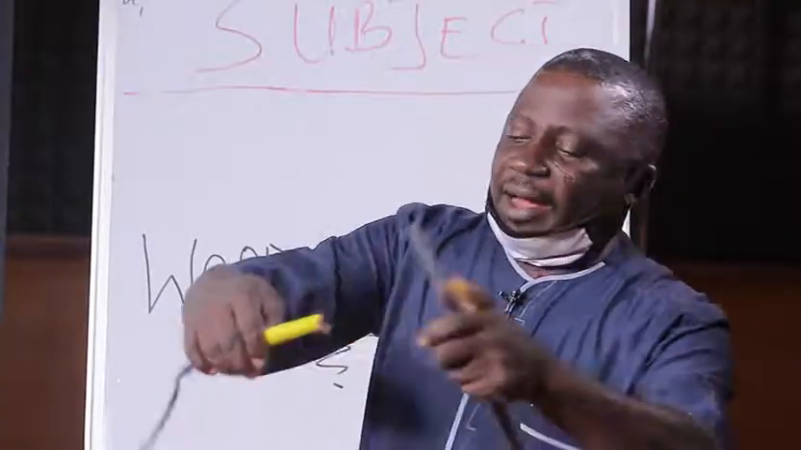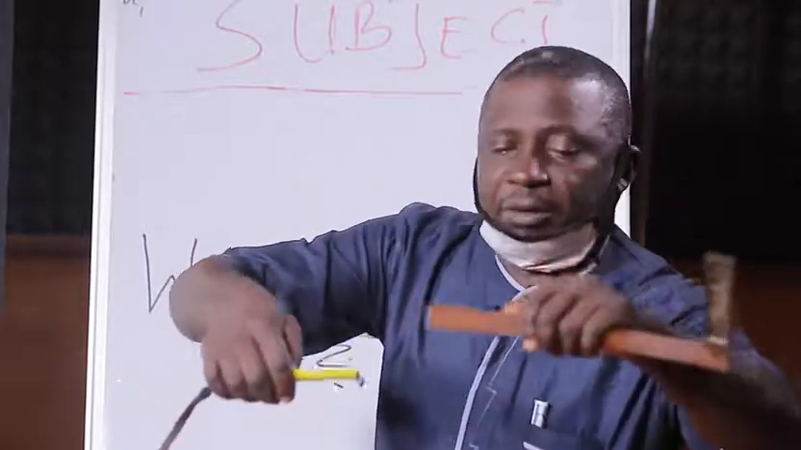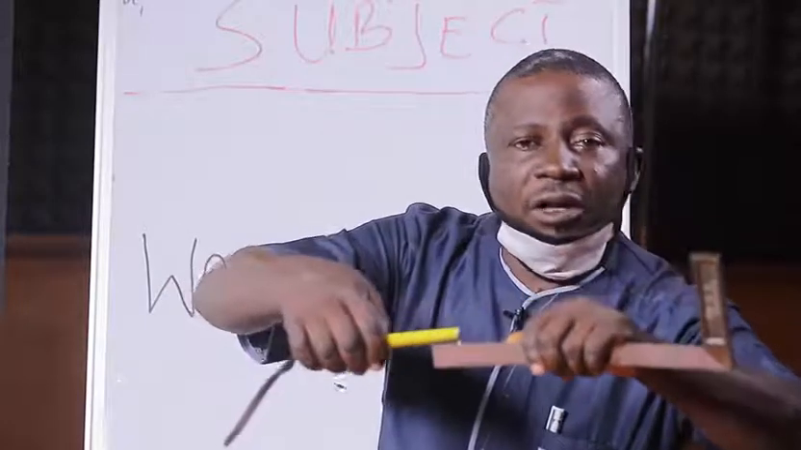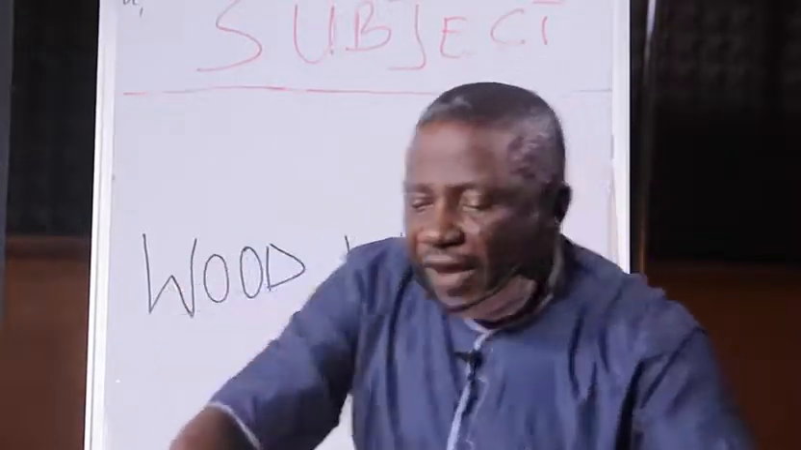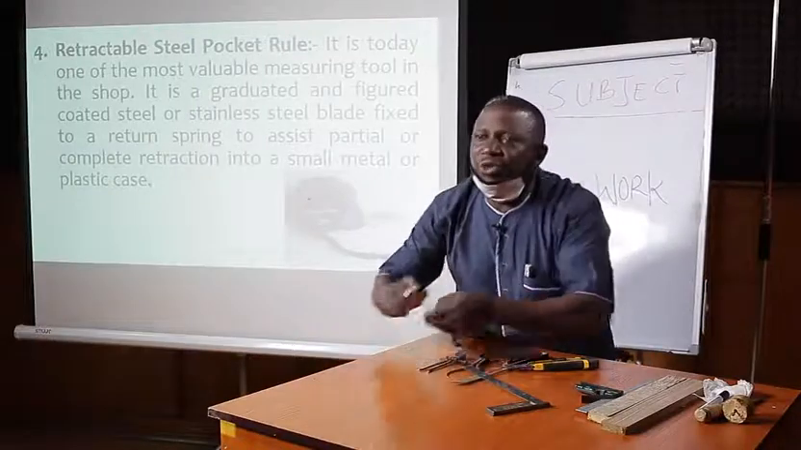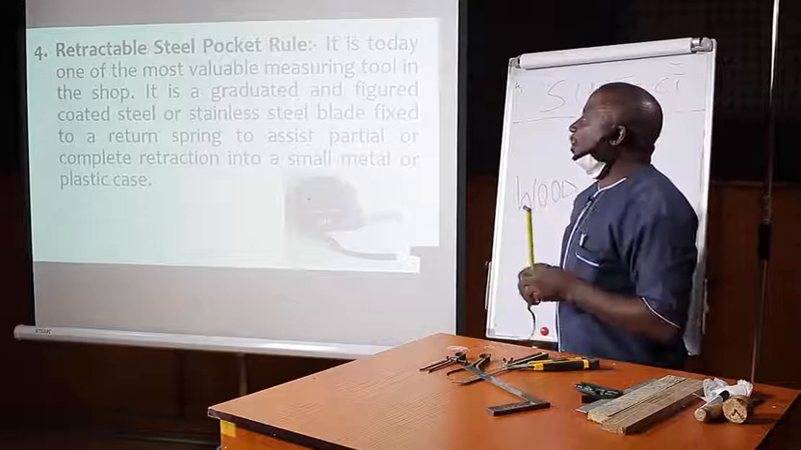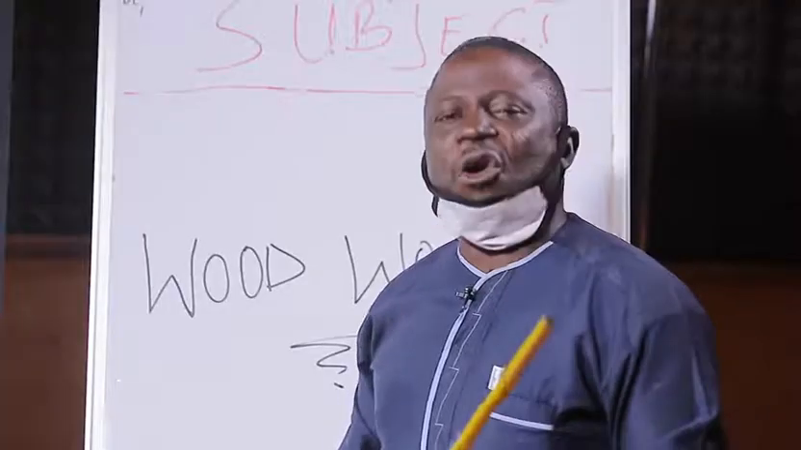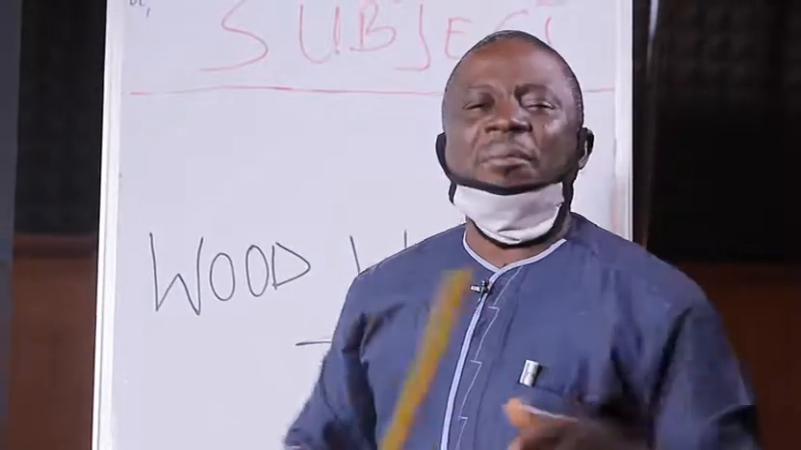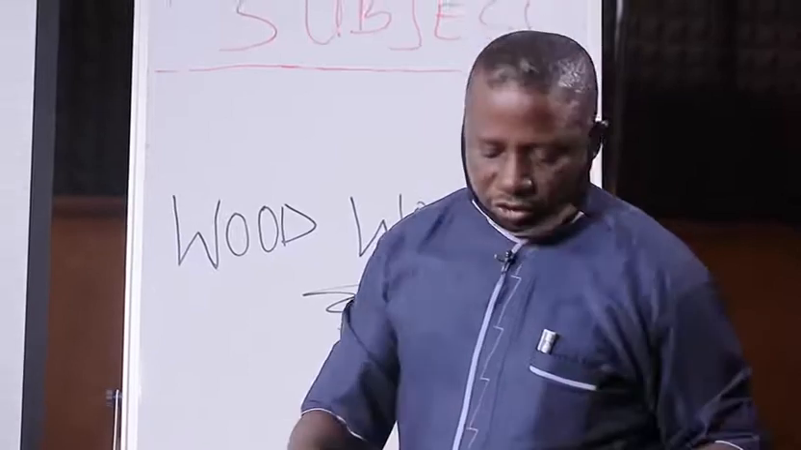Supposing I want to transfer, I can take this one, measure it on this one, which is a tape. I will talk about a tri-square, but I will talk about it much later. But I can take the measurement on this one and then transfer it and mark it on a surface using the pencil. So it is called a retractable steel pocket rule, used for taking and transferring measurements on surfaces of wood and other materials, as you may think, in every aspect of engineering construction.